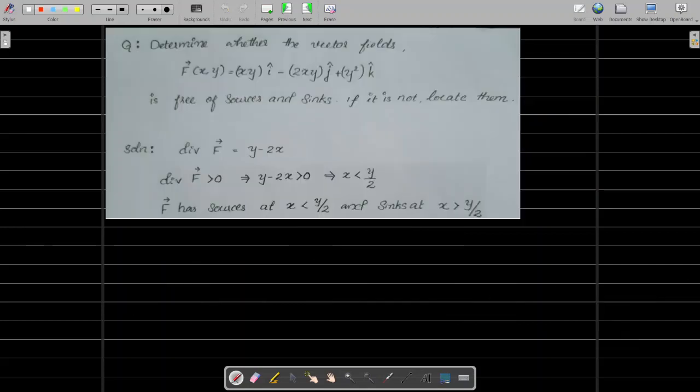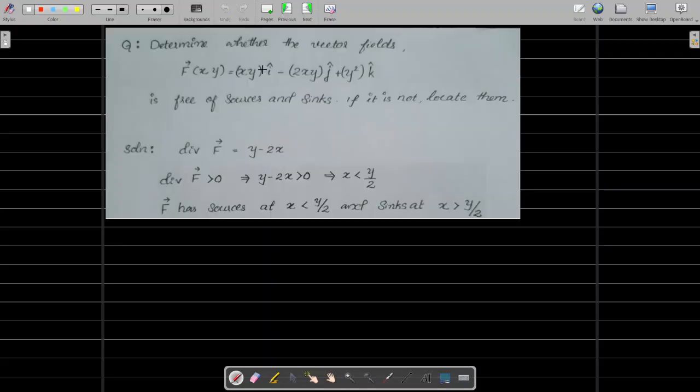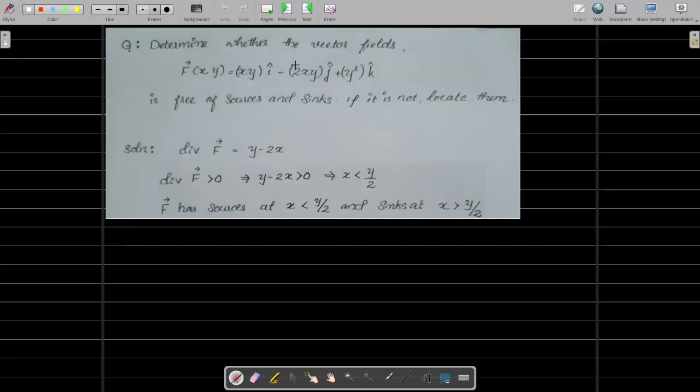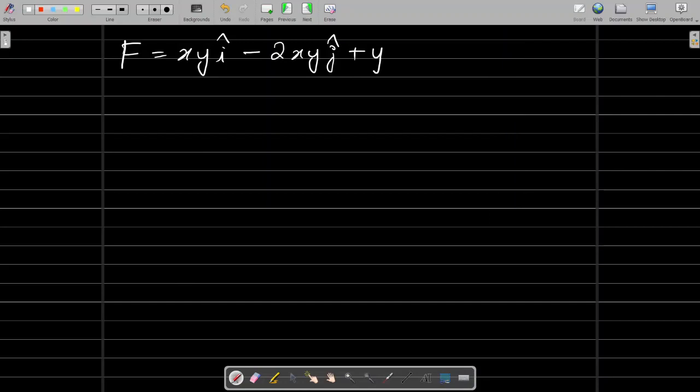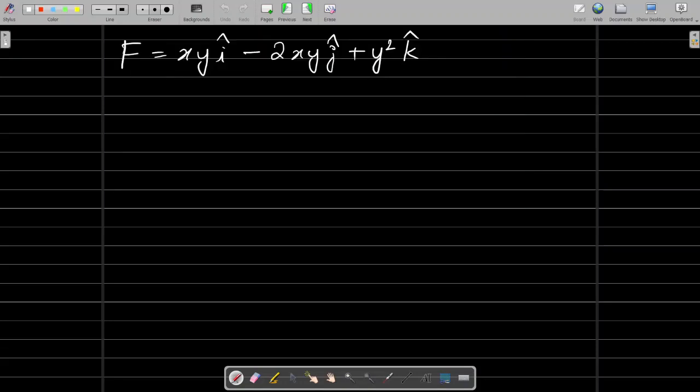Now we will do one question here. Determine whether the vector field f equal to xyi minus 2xyj plus y square k is free of sources and sinks. If not, locate them. So we will first find the divergence of f.